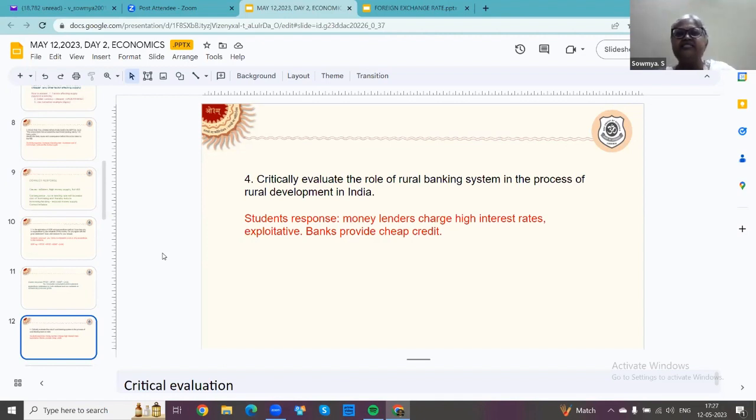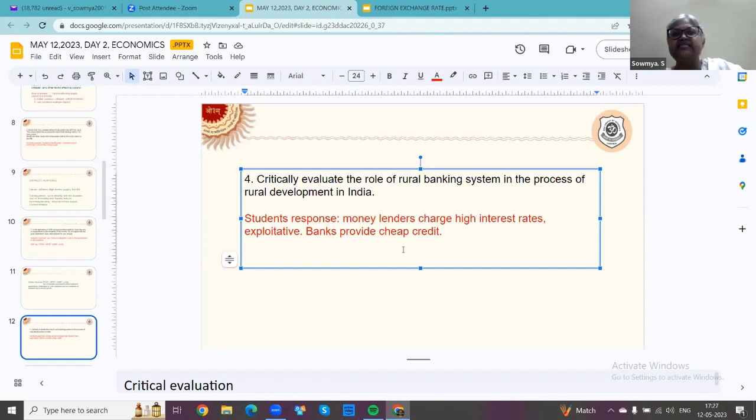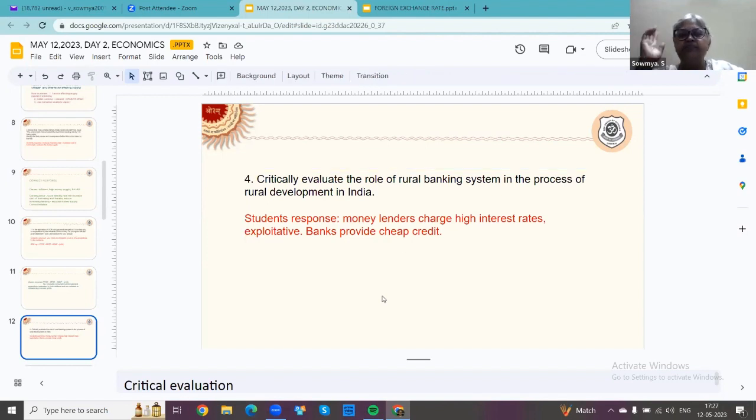See, one last word, they are writing about rural banks. They say all the farmers suffer because they pay a very high interest rate, and all that is exploitative practice. But then when banks come, they are going to provide cheap credit. So yes, that's all done. But what they forget to write about is the problem that prevails in the rural banking system. The question is about critical evaluation of the rural banking system.